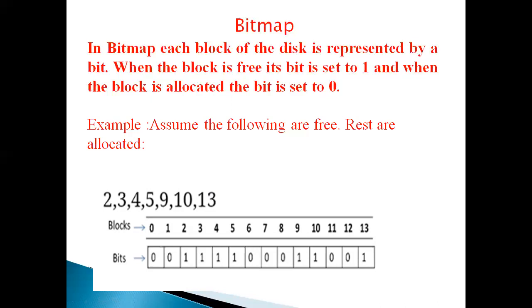Block 1 is also an allocated block, so it is set to 0. Block 2 is a free block, so it is set to 1. Block 3 is also free, set to 1. Block 4 is also free, set to 1. Block 5 is free, so it is set to 1. Block 6 is not in the free blocks, so it is allocated and set to 0. This is called the bitmap.